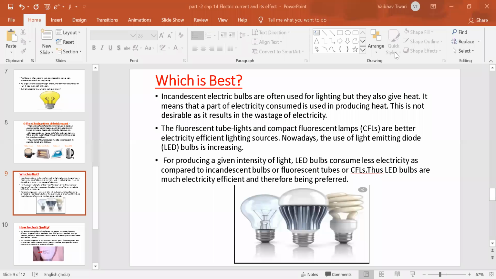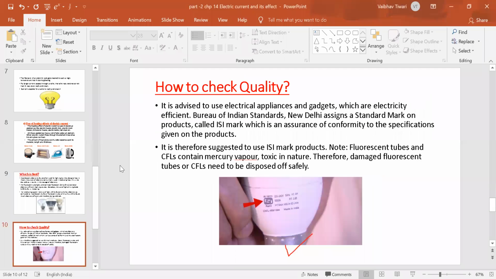So from this we understood that we should always use which kind of bulb? We should always use the LED bulb, right? But there are many companies manufacturing such LED bulbs. So in the market, there are a lot of LED bulbs. How will we come to know which one is of good quality and which one is of bad quality? For that, we need to check one thing. What we have to check? We have to check a mark. Which mark? This one.